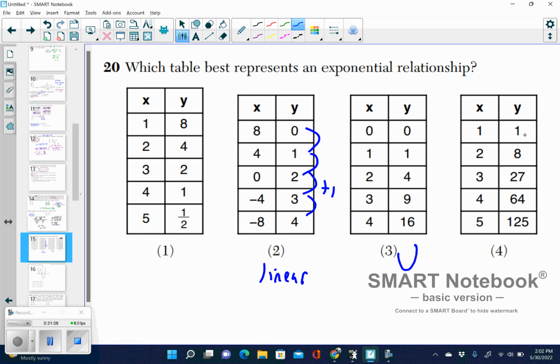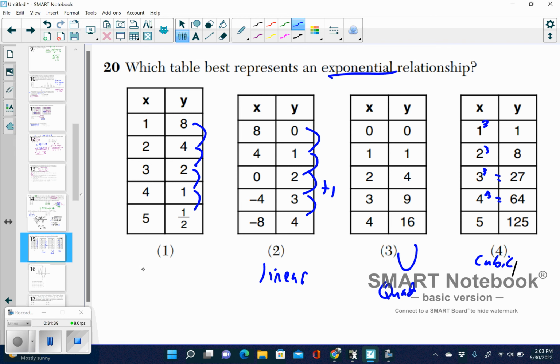And the last one on this end, this pattern is going to be to the third power. 1 to the third power is 1, 2 to the third power is 8, 3 to the third power is equal to 27, 4 to the third power is equal to 64. So this is actually a cubic. The second one is a quadratic. It's asking you which one is exponential. So I see that this one has to be, right? This is getting divided by 2, getting divided by 2, getting divided by 2, so on and so forth.